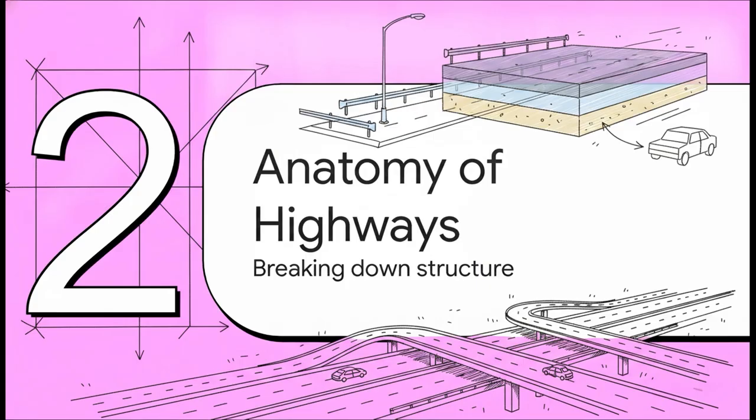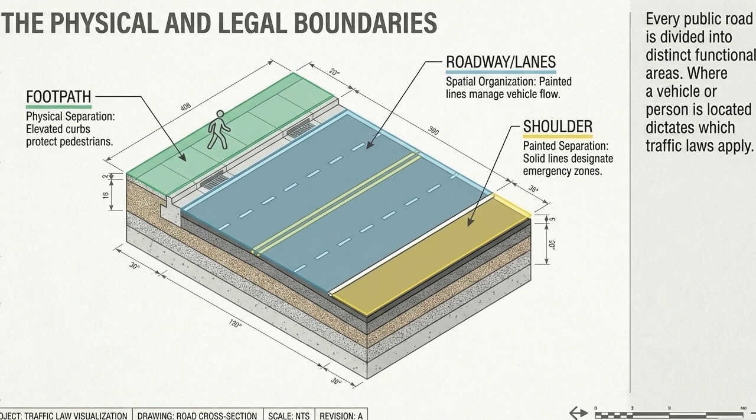Moving right along to Section 2, Anatomy of Public Highways, breaking down the 3D structure. Take a look at this 3D cross-section. It's fascinating because every public road is divided into distinct functional areas, and where you are physically located dictates exactly which traffic laws apply to you at that moment. Notice how physical elements create these boundaries. The footpath is physically separated by elevated curbs to protect pedestrians. Meanwhile, the roadway and the shoulder are separated just by painted lines on flat asphalt. This architecture isn't for aesthetics, it's literally the foundation of traffic law.